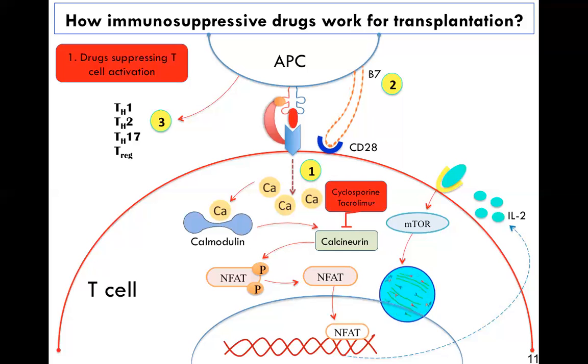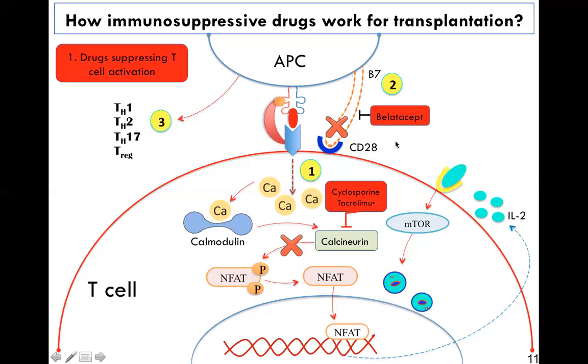So NFAT, the nuclear factor of activated T cell, is not activated. Ultimately, interleukin 2 is not produced, resulting in no proper activation of T cells. So this is one way we can stop the activation of T cells. Another way is stopping here, as you can see. We even have some other ways. As you can see here, we have another drug called belatacept. Belatacept is an inhibitor of B7 and CD28 binding.